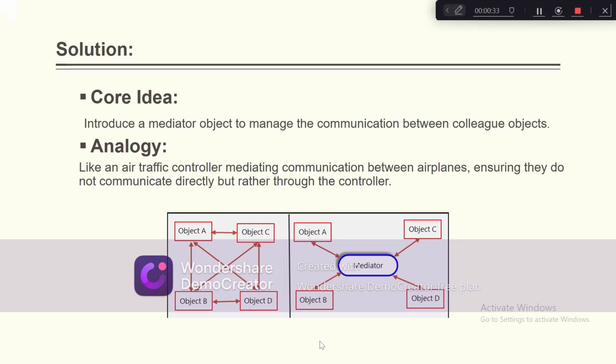Now, what is the basic analogy here? The effective analogy to understand the mediator pattern is comparing it with an air traffic controller. In this analogy, airplanes do not communicate directly with each other, but through the air traffic controllers. This ensures coordinated and safe interactions.